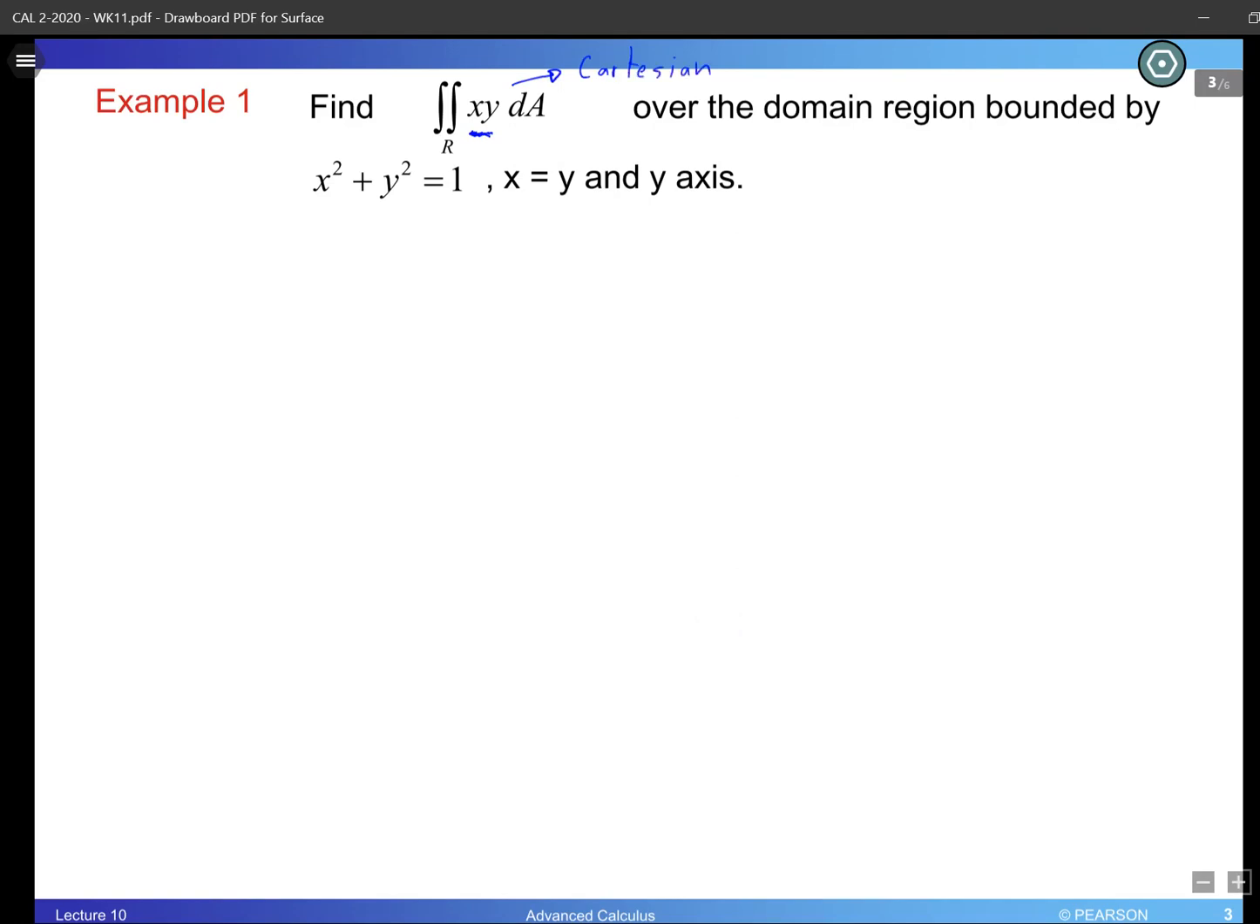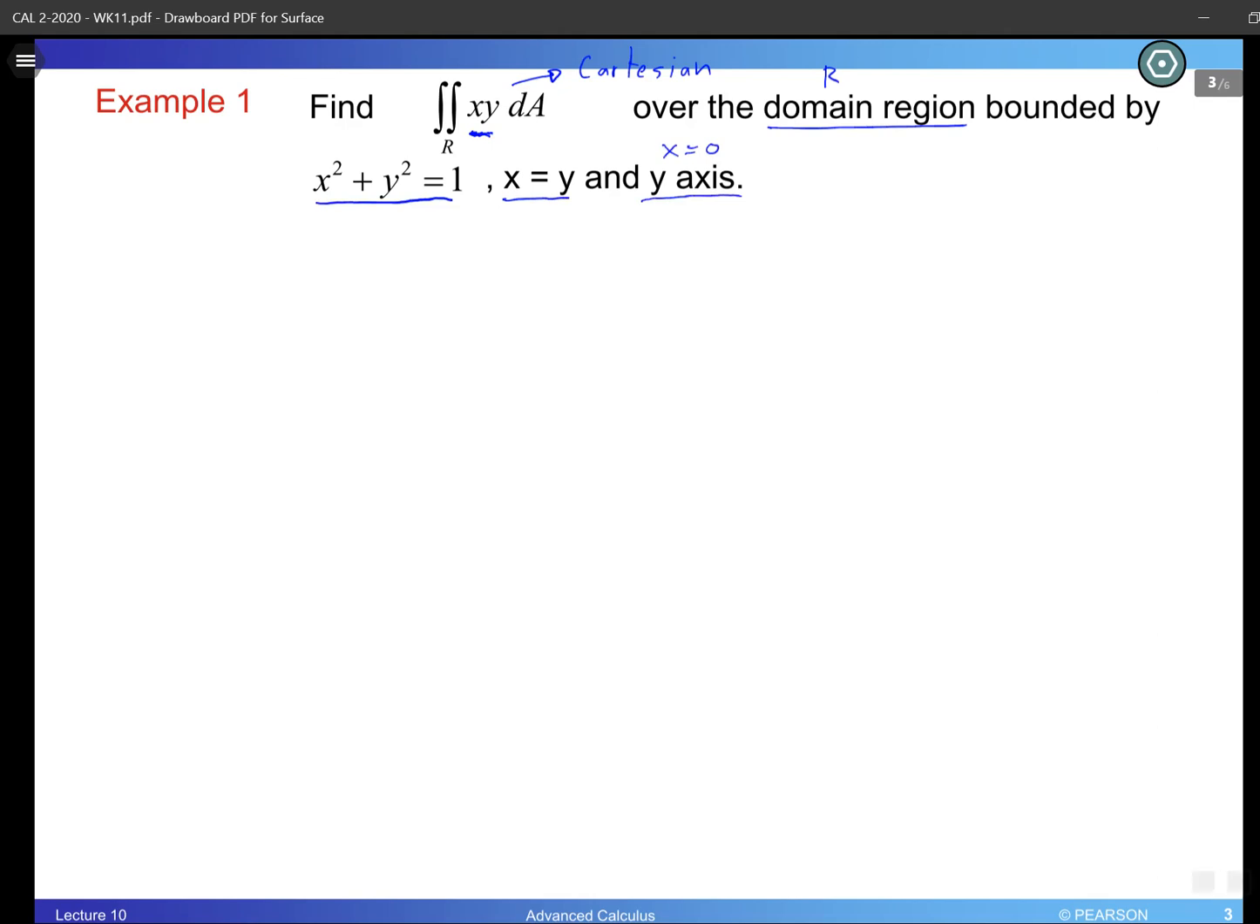And we are supposed to perform the integration over a domain region R right here, which is bounded by these lines and curves. So let's take a look at them. First one is x squared plus y squared equal to 1, definitely a circle of radius 1. Next is x equal to y, just a straight line, and last one is the y-axis, which is equivalent to x equal to 0. Same thing.